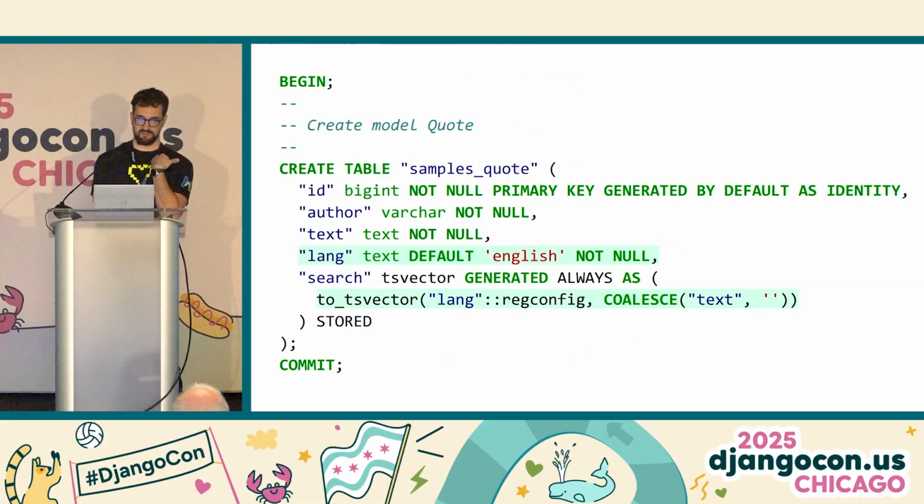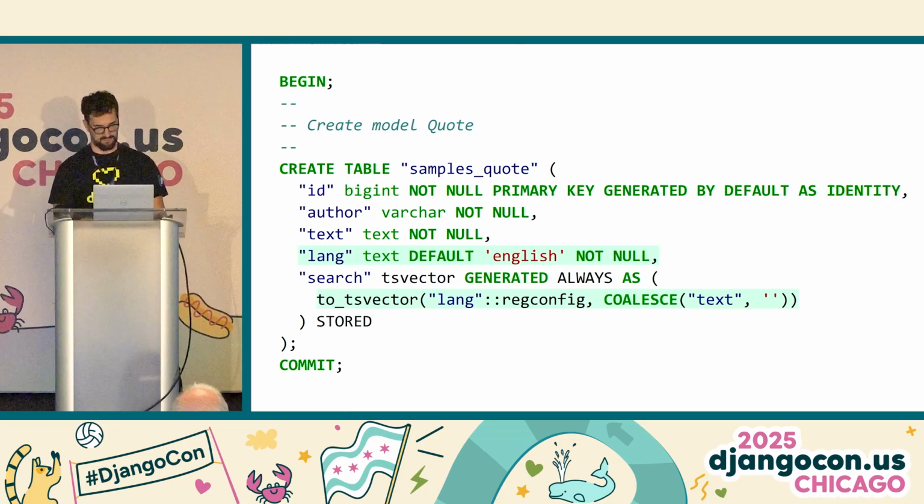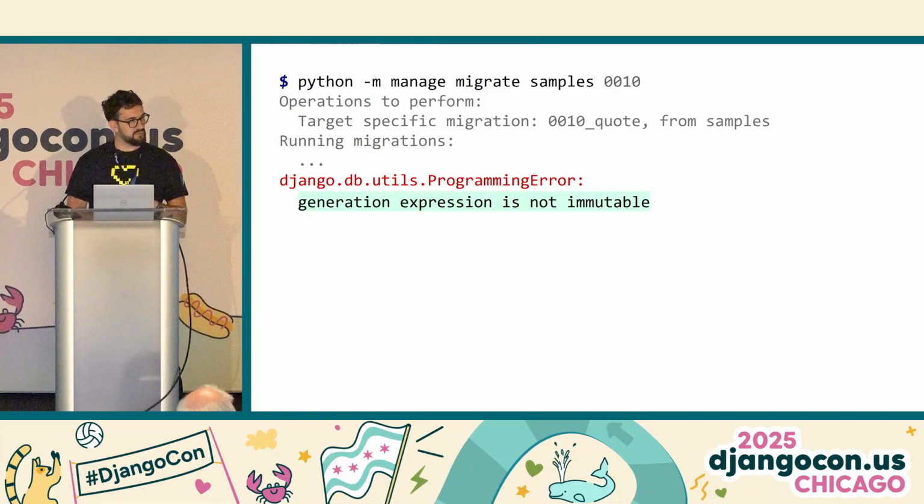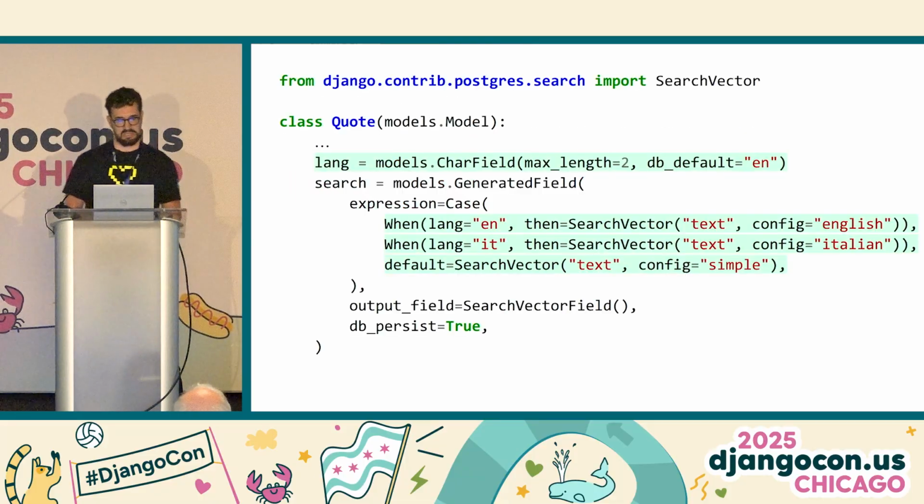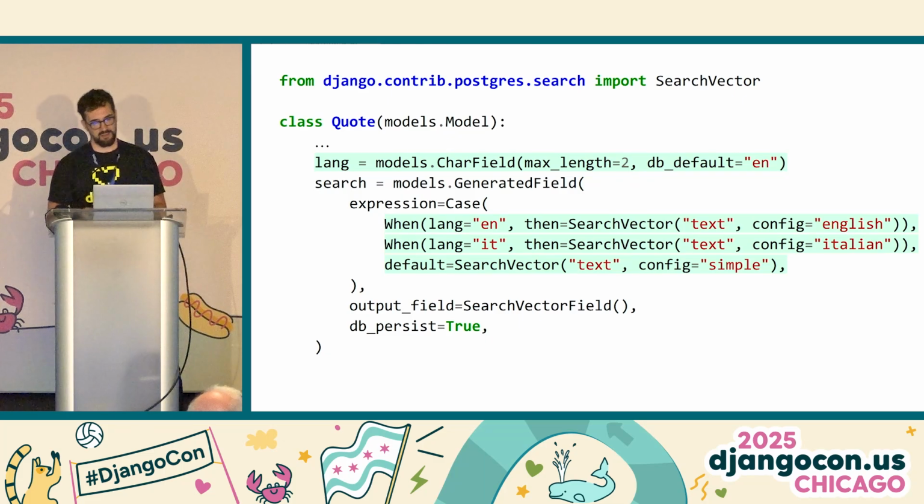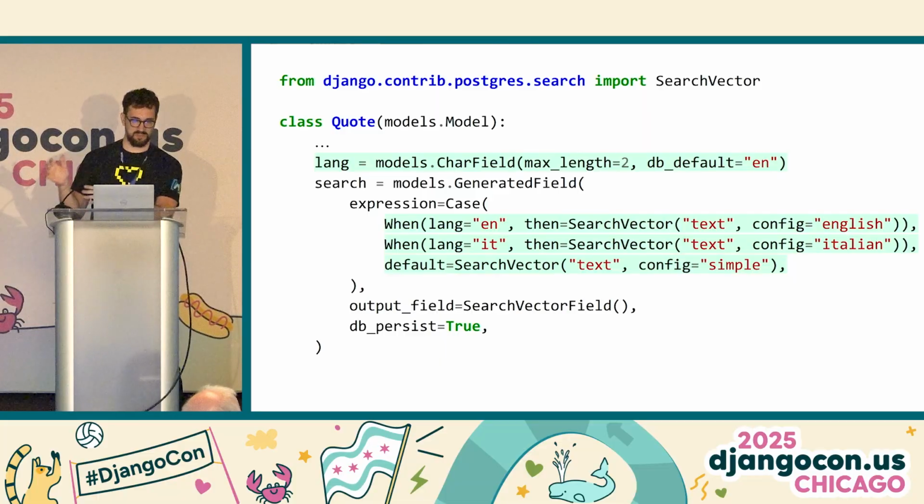This is the migration that Django provides for us, and it fails if we try to migrate it. It failed because, as we said at the beginning, you have to use immutable functions. In this case, they are not, because you don't know in advance which language you are going to use in your tsvector. But we can try to do something slightly different. In this case, we still have a CharField for our language, and we decided to use the expression condition that we already used in the past, and decided to copy and paste more times the same expression.